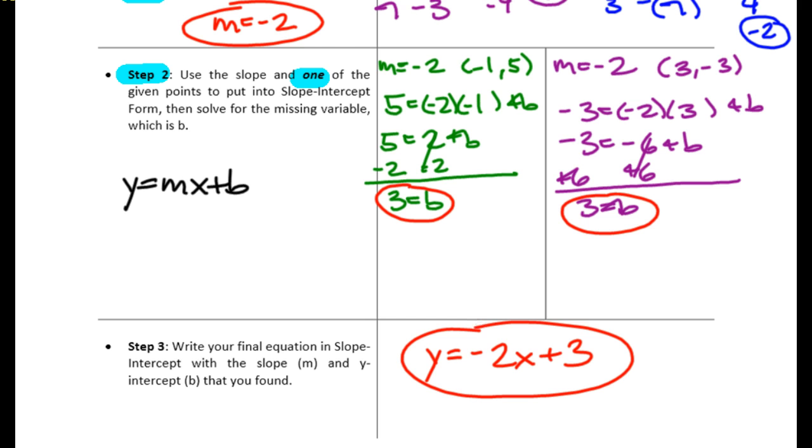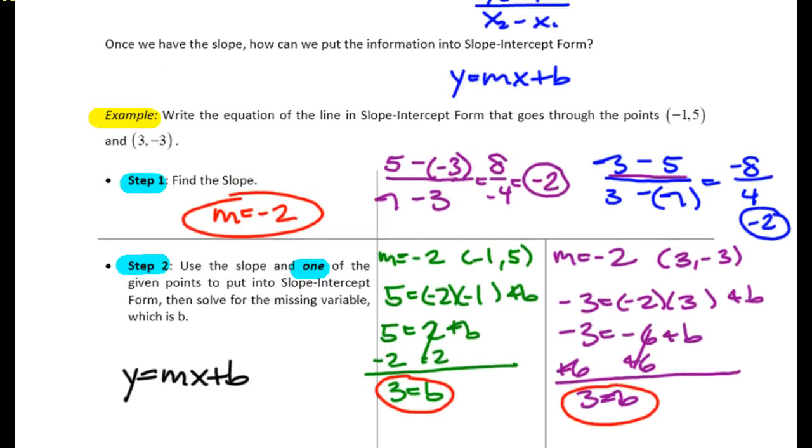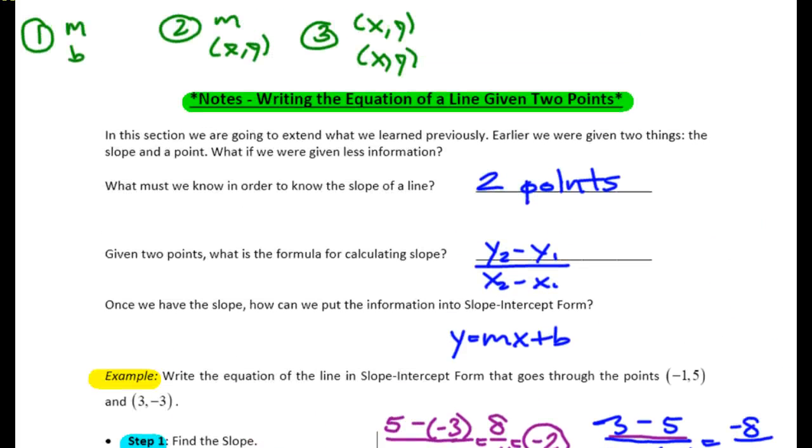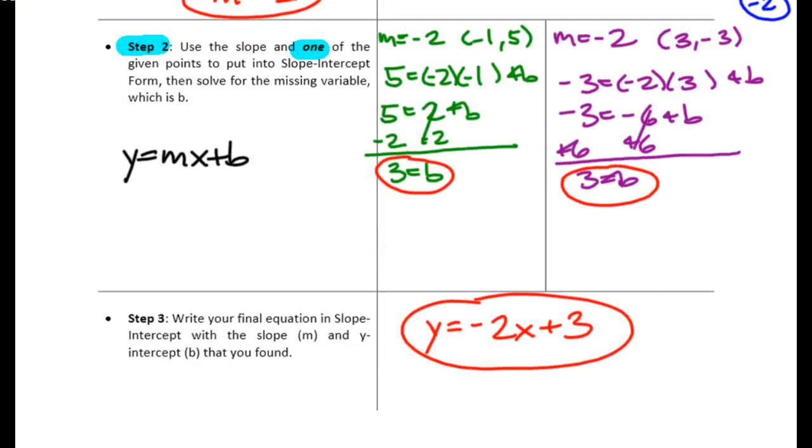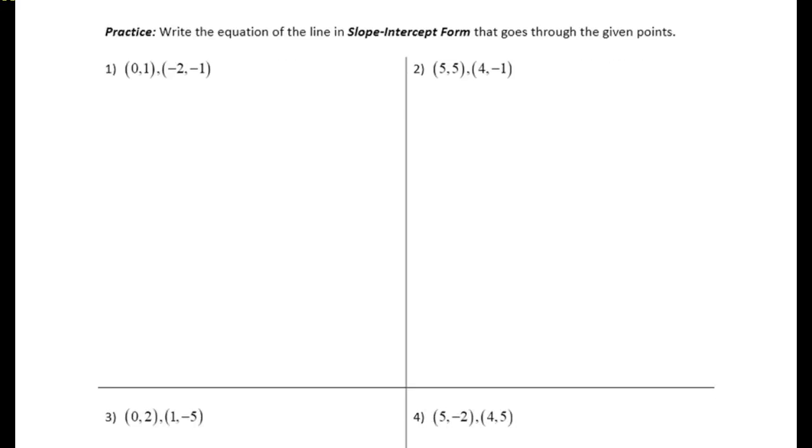Okay, so to recap here, starting off, we gotta always have the slope, right? The last two videos, they gave us the slope. Here they didn't. Gave me 2 points. I used that to find my slope. Once I have my slope, I use that slope in one of the points, doesn't matter which one, plug it in, solve for your b. Now that you got your m, now that you got your b, you can write the equation of the line in slope-intercept form, just like that. Alright, so let's do a few practice problems here on the next page.